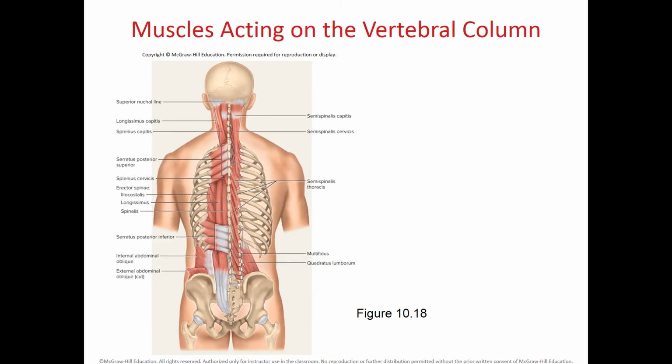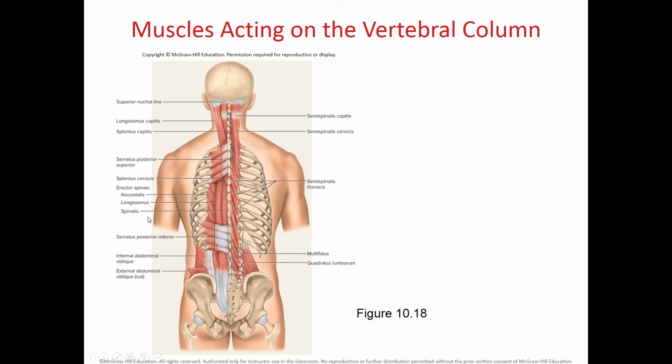So muscles that act on the vertebral column. So we have these longissimus capitis and splenius capitis that help us to maintain our head up. We have the semispinalis capitis and semispinalis cervicis in here with the semispinalis thoracis, which basically is a single group of muscles, these semispinalis. Why are they called semispinalis? Because they attach into the spinous process. And then here we have the serratus posterior superior.